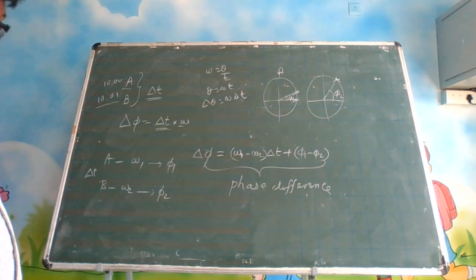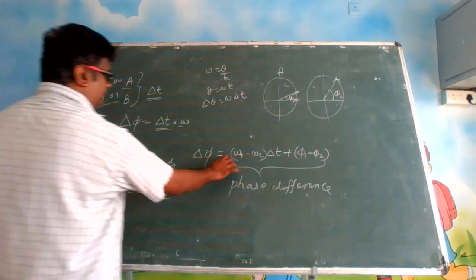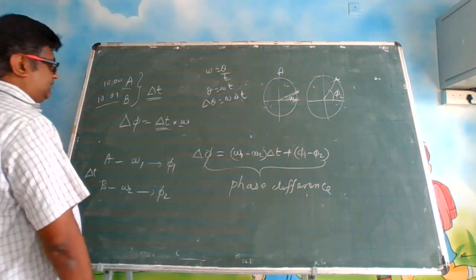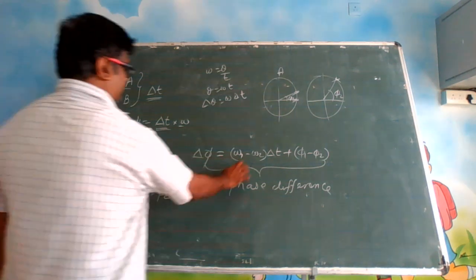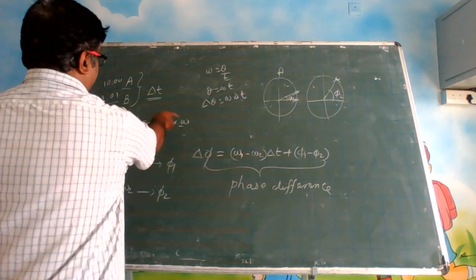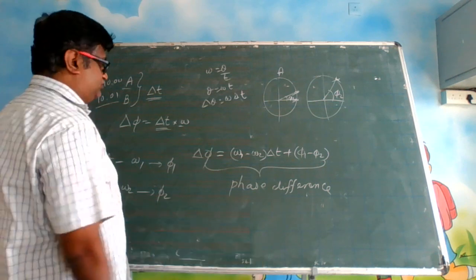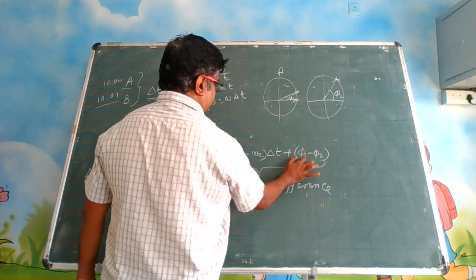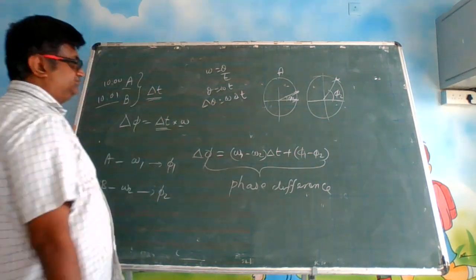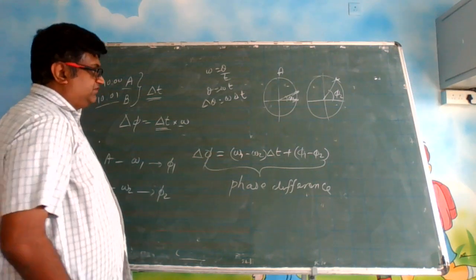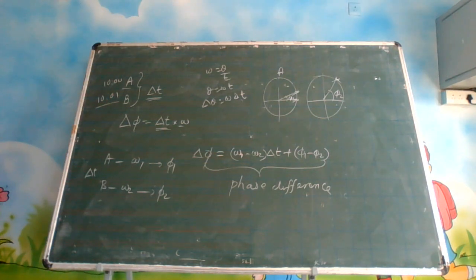Alright. So in the previous case what happened? Omega 1 was equal to omega 2, so this term was not there. In the previous case the omegas were equal actually, so this term won't be there. Only this will be there. Now what is this? You will get this one. All right. So this is how you find out the phase difference between two motions.